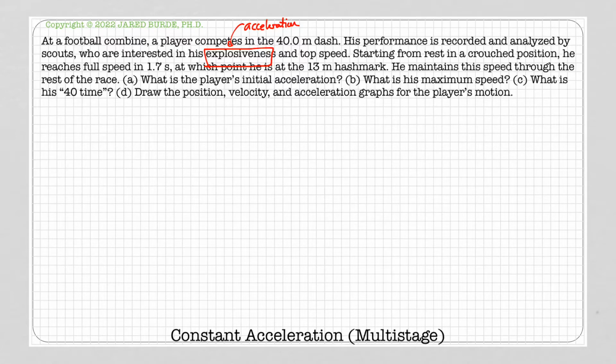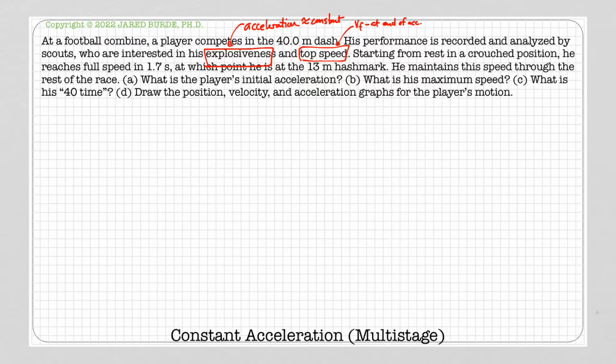We can also imagine that if this player is exerting himself, the acceleration would be essentially constant because he would be pushing himself to achieve his maximum possible acceleration, which we could think of as a fixed value. The top speed is another thing that we're interested in. This would be V final, the speed at the end of the acceleration.